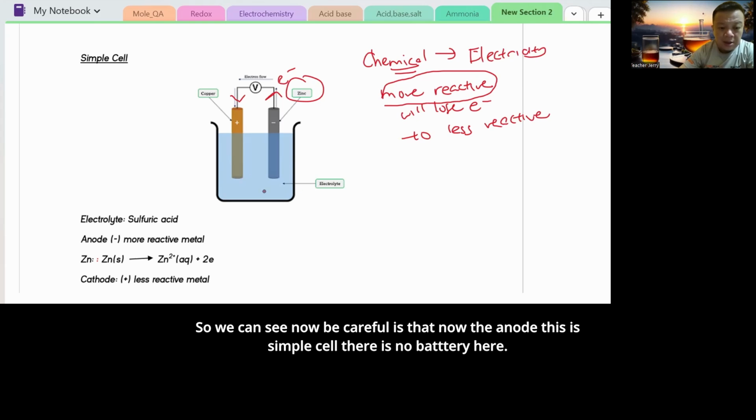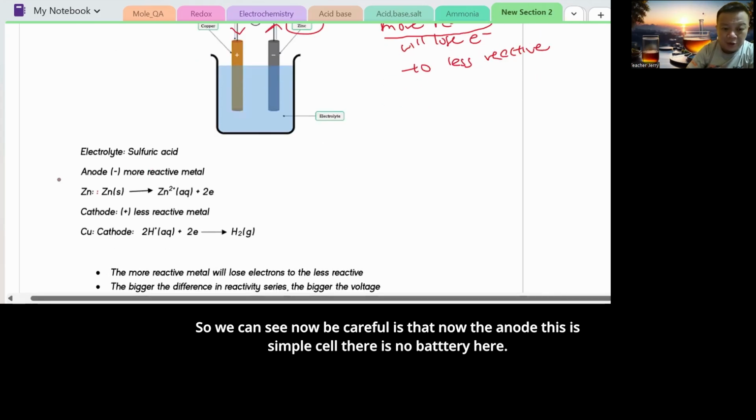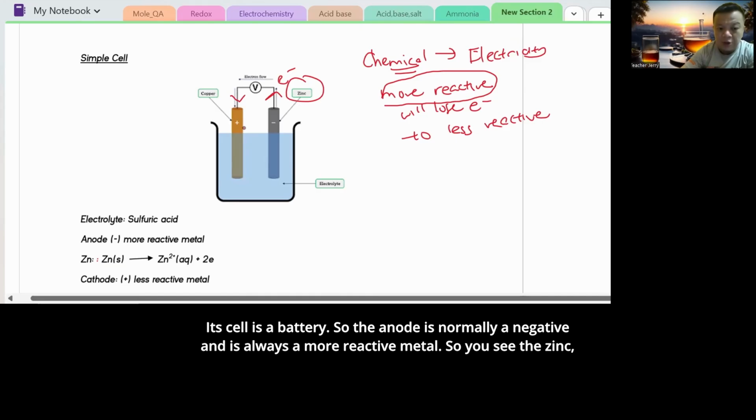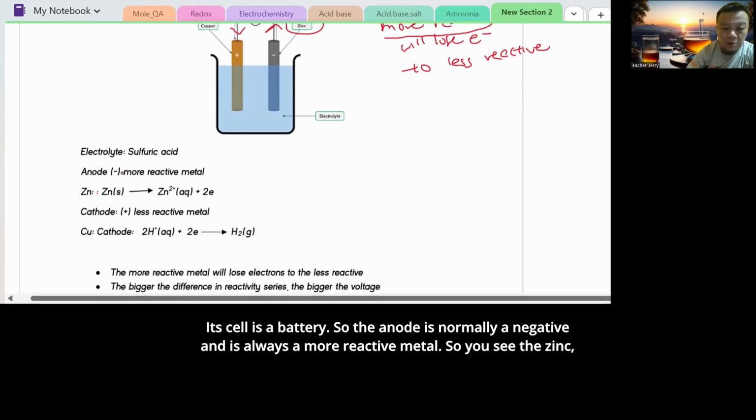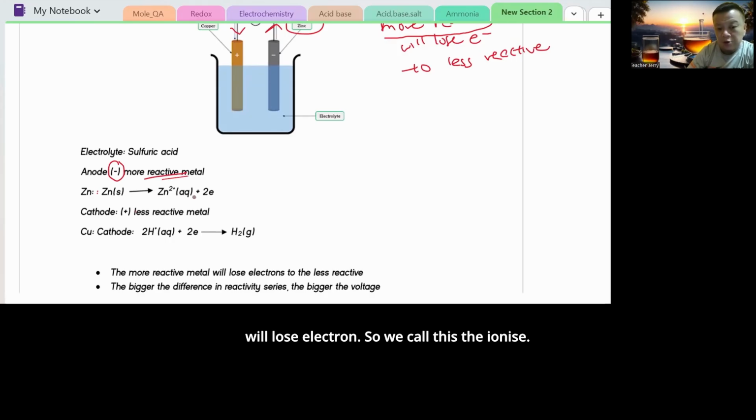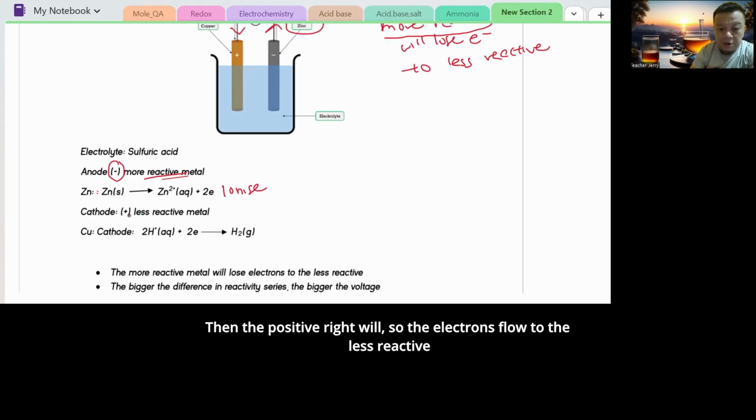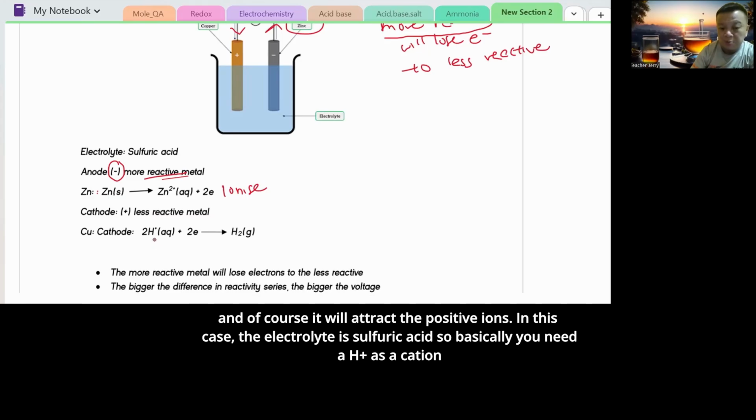So we can see now, be careful, this is a simple cell, there is no battery here. Itself is a battery. So the anode is normally the negative and it's always the more reactive metal. You see the zinc will lose electrons, so we call this ionized. Then the positive, the electrons flow to the less reactive metal, and of course, it will attract the positive ions.